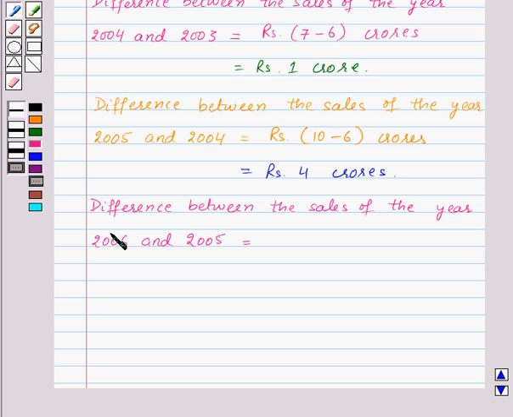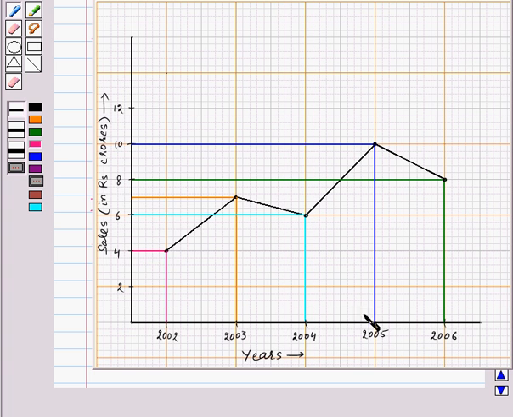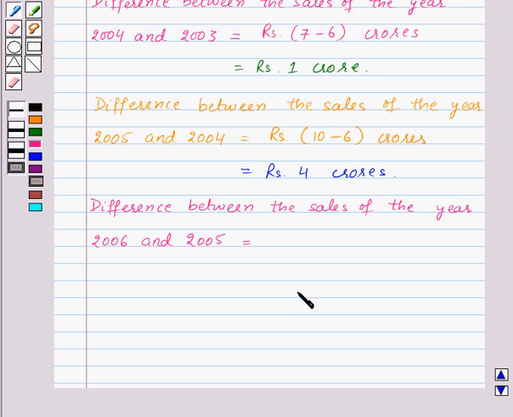Now we will find out the difference between the sales of the year 2006 and 2005. Now here in the graph, as we can see that the sales of the year 2006 were rupees 8 crores and the sales of the year 2005 were rupees 10 crores. So, the difference will be rupees 10 minus 8 crores, which will be rupees 2 crores.